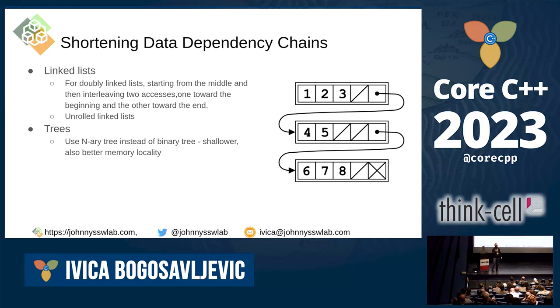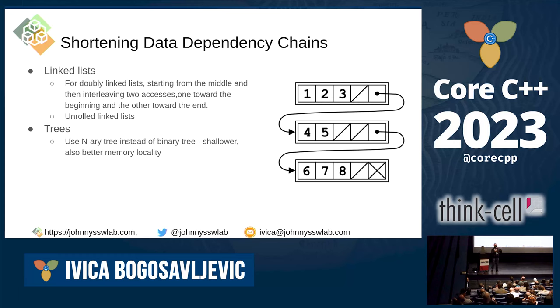Another way to do it is, if you have a doubly linked list, so you can go forward and backward. You take the middle, and then you start two searches, one toward the beginning and one toward the end. And this is how it works also.